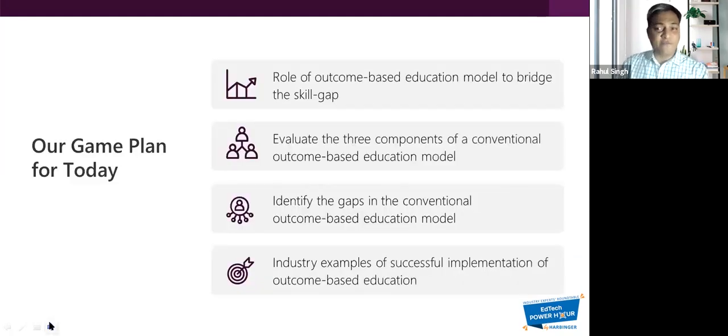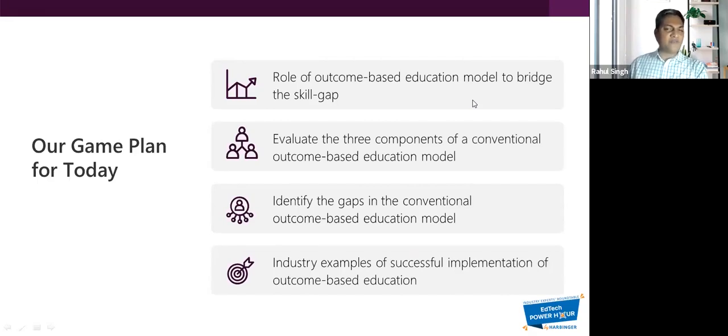So what's our game plan for today? What are we going to talk about? I think the first one is we are going to talk about the role of outcome-based education model to bridge the skill gap. That's a big one. How can we leverage the academics to ensure that they can play a bigger and a better role in bridging the skill gap? We're also going to evaluate the three main components of a conventional outcome-based education model.